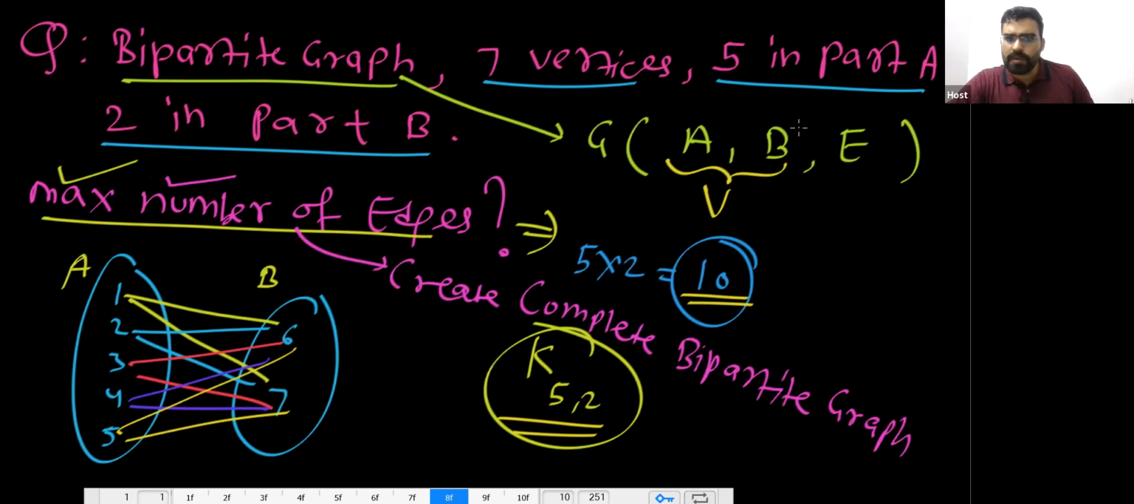Yes, the minimum number of edges is 0. Of course, Saurabh, the minimum number of edges is 0. So anyway, if you want to get the maximum number of edges, then you can create a complete bipartite graph.